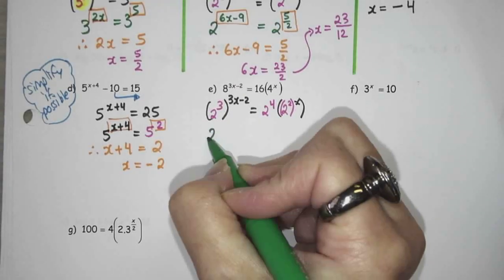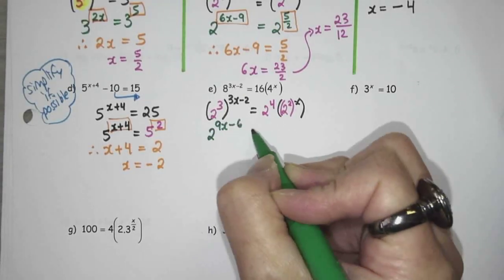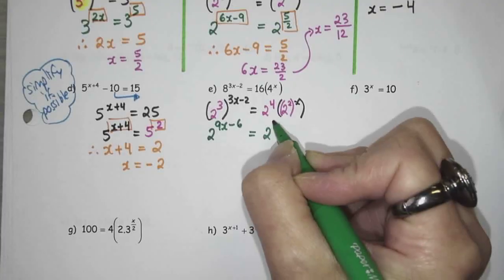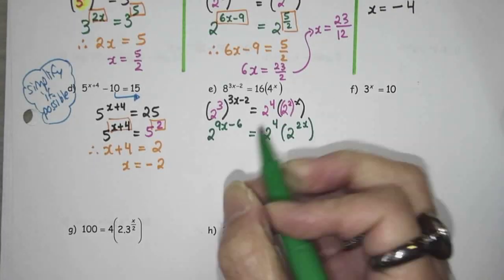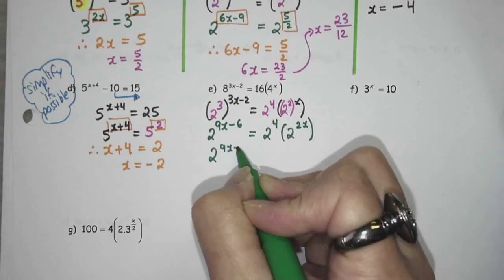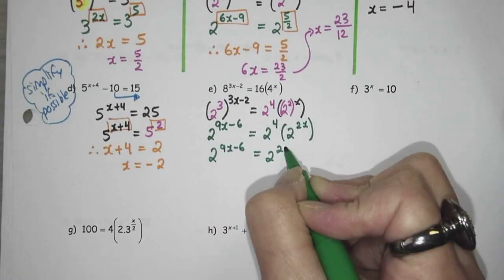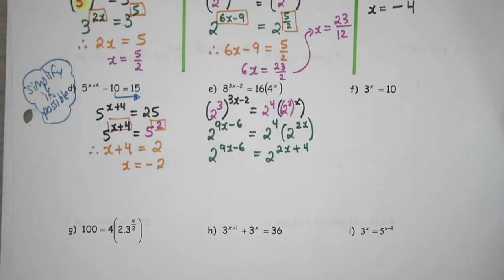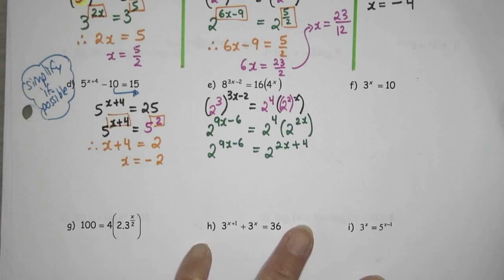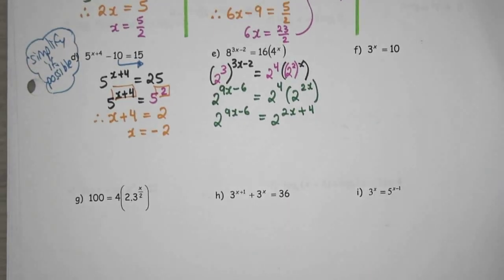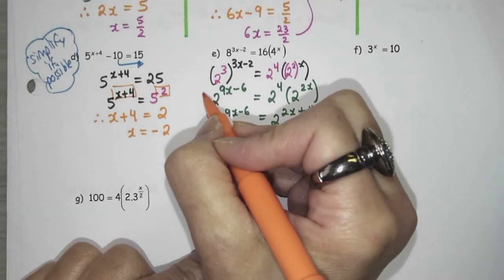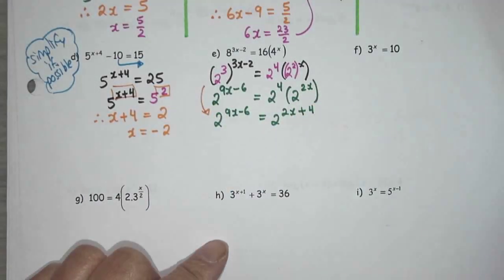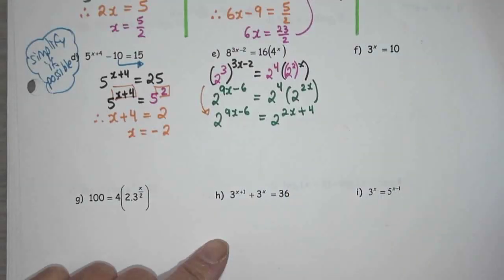So we're going to get 2 to the 9x minus 6 equals, you can do this a bit faster. This would be 2 to the 2x, power to power. If you want to skip that step, you can go right here to 2 to the 2x plus 4. So we know when you multiply, you add the exponents. So you can skip to this step if you want. And I want to see the 2x plus 4.